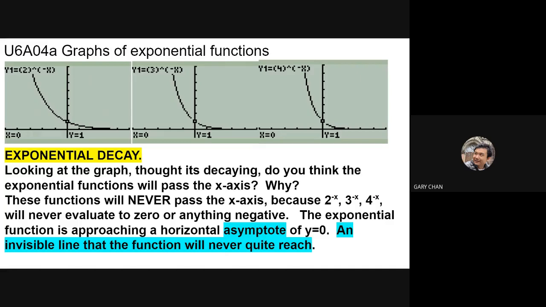In math, we characterize this kind of behavior as an asymptote. The exponential function is approaching a horizontal asymptote, and in this case, the horizontal asymptote is y equal to 0. And what an asymptote is, it's simply an invisible line that the function will never quite reach.